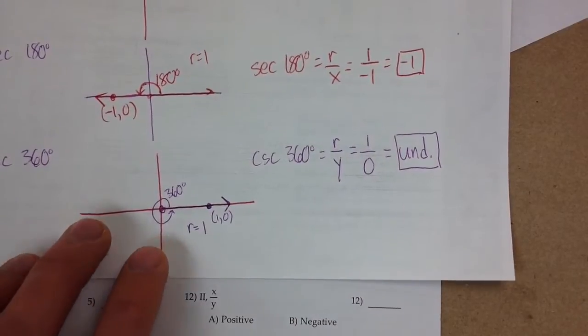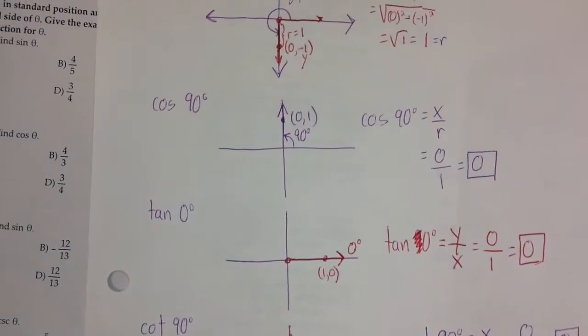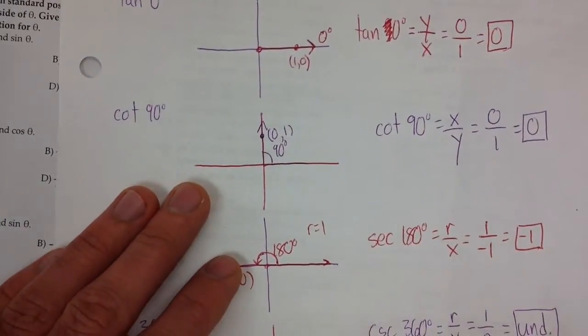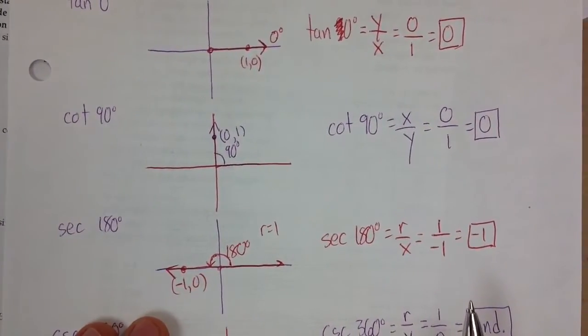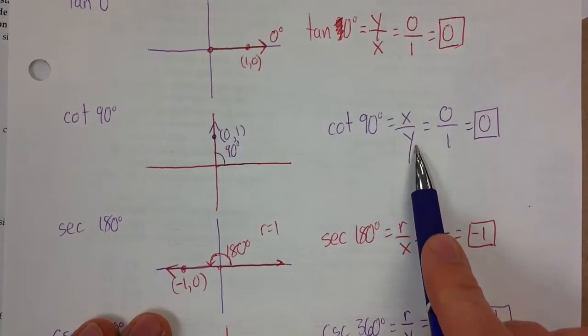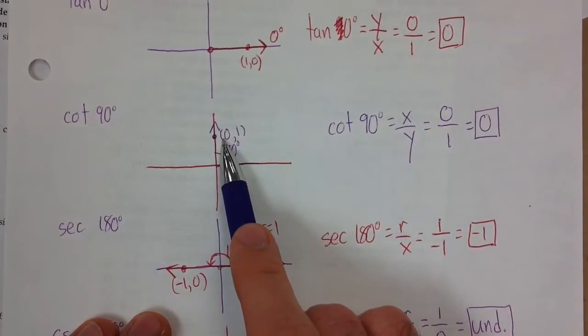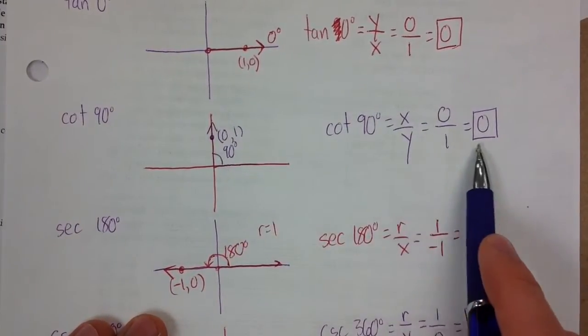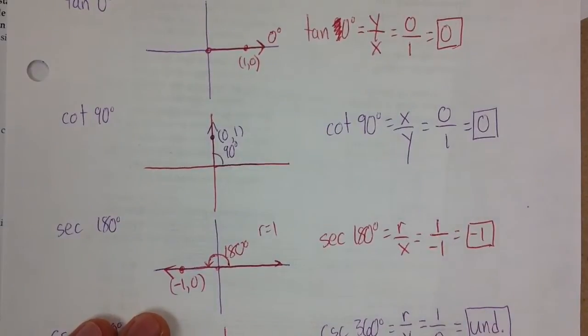Okay. Any questions on finding trig function values for what are called the quadrantal angles? Yes, cotan 90. Cotan is x over y. At 90 degrees, the x-coordinate is 0. That's all that really matters. Who cares what the y is? Because 0 divided by anything is going to be 0. Okay. Any other questions?